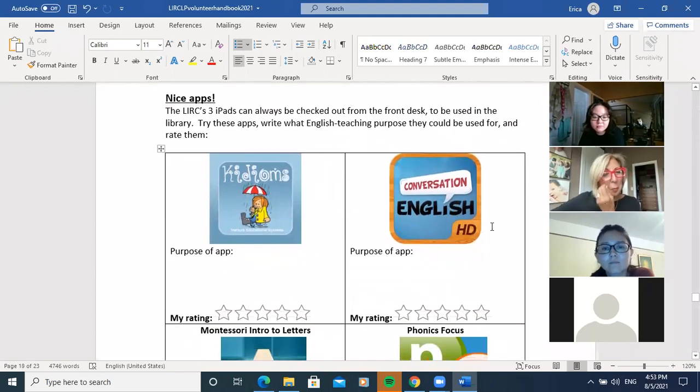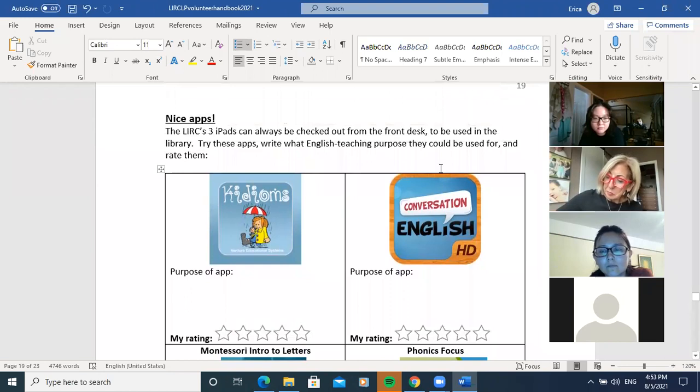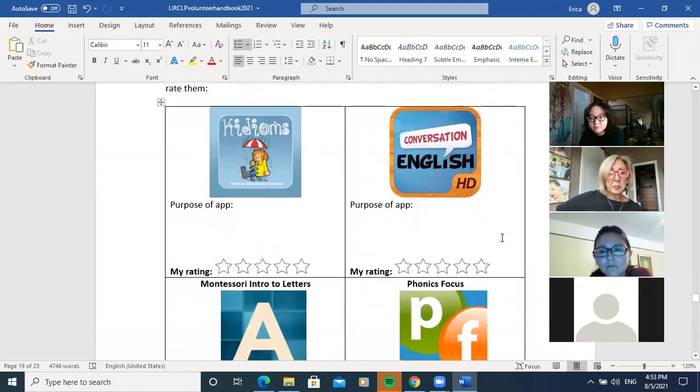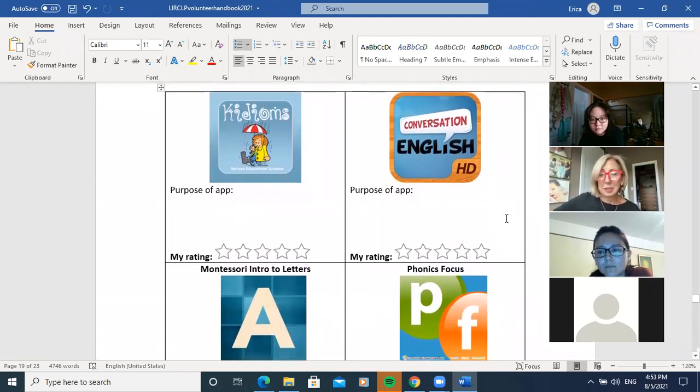We do have a few iPads here at the library. You're welcome to check them out. They're up at the main desk. These are just a few of the apps on there. You're welcome to check it out and use it at the library. If you're interested in that, I would just check one out and explore the apps, see if you like any of them.